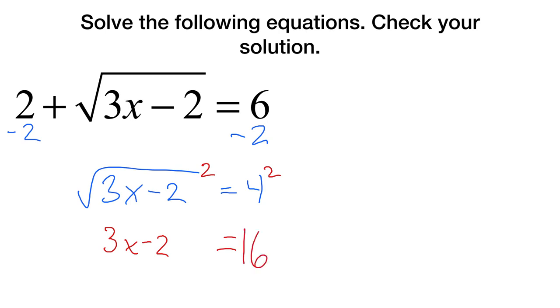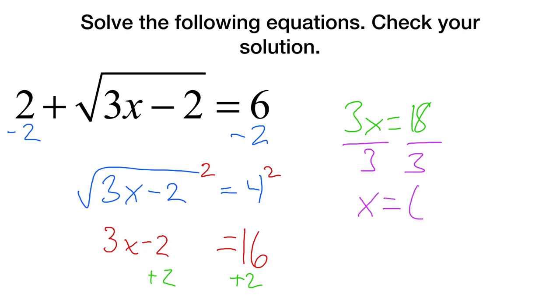At which point we solve like normal. Plus 2, plus 2, that means 3x equals 18. Then divide by 3, x equals 6. Now, we know x is 6, but we have to go back and check our solution.